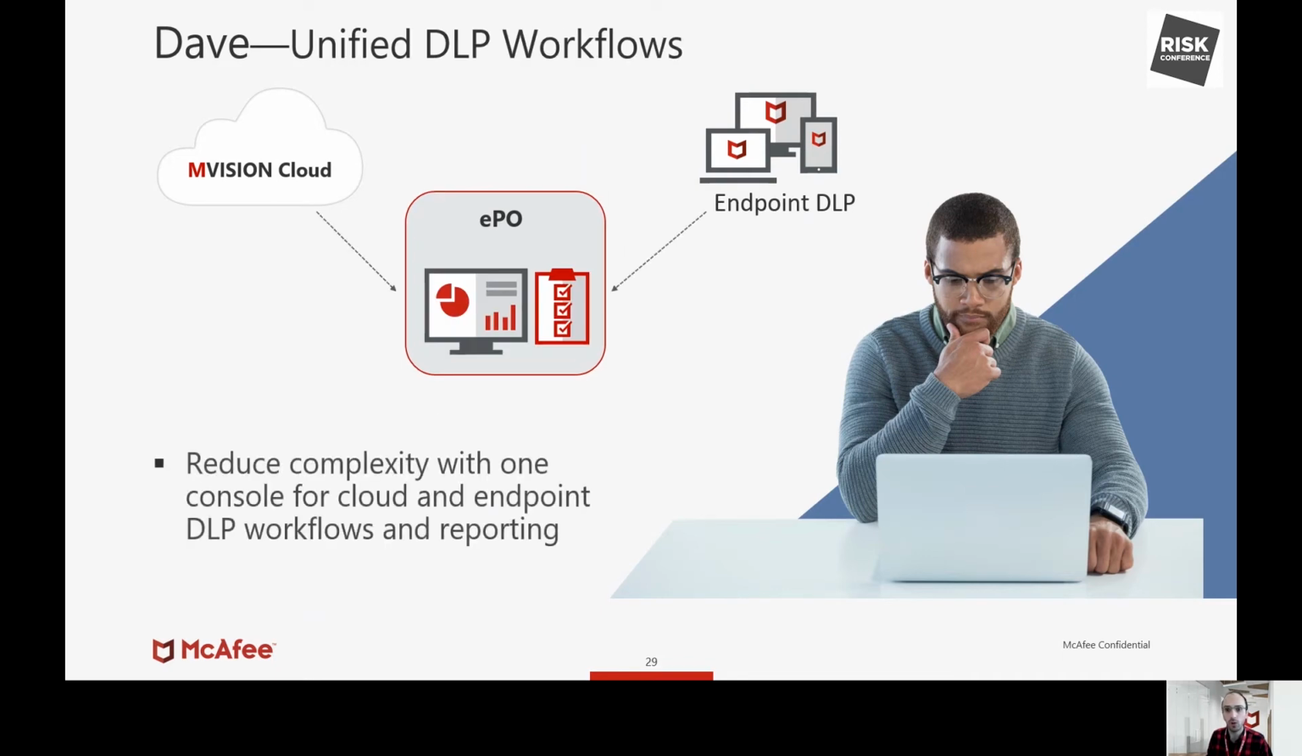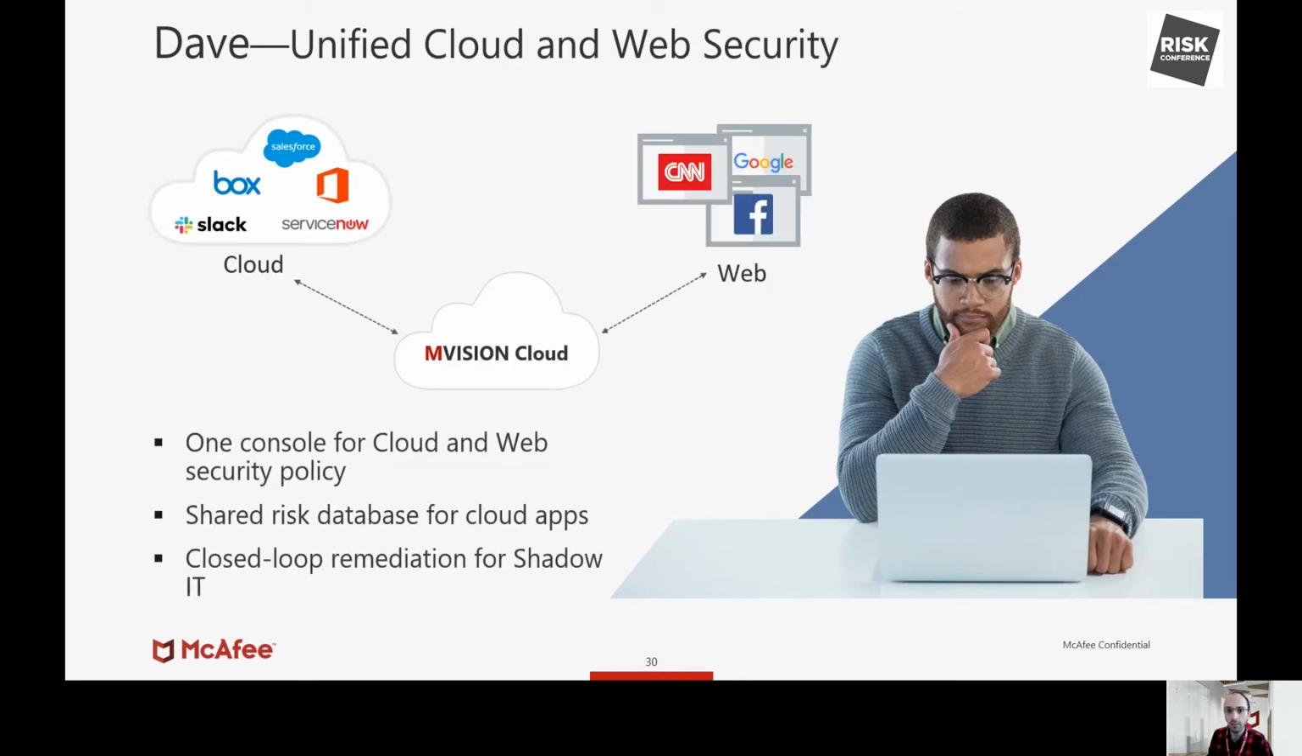Unified DLP workflows. So from endpoint to the cloud, we can have a unified workflow in terms of DLP data. All incident remediation workflows go back to EPO. So there is no need to go to two separate consoles to view incidents. And then both CASB and the cloud web gateway are now fully manageable by one single console, having in common a shared risk database across cloud applications and shadow apps.